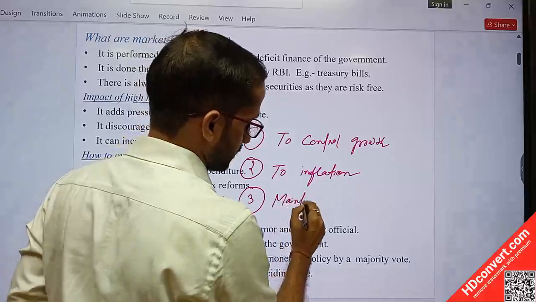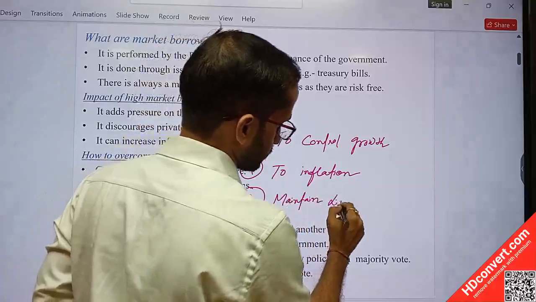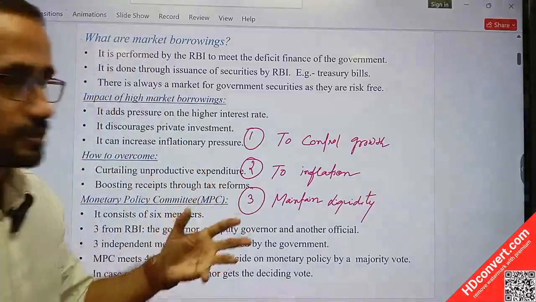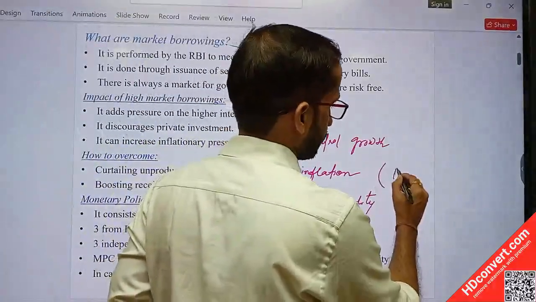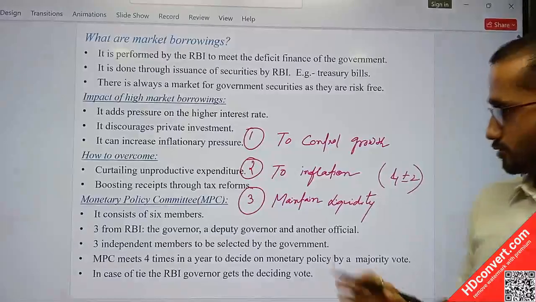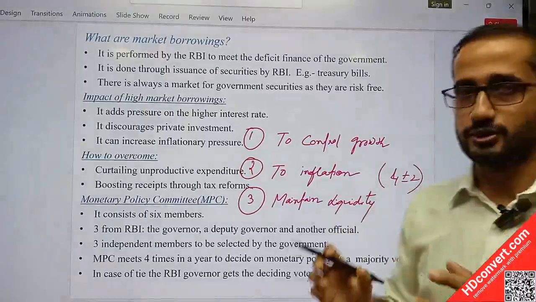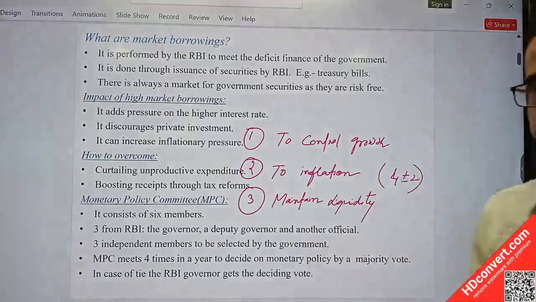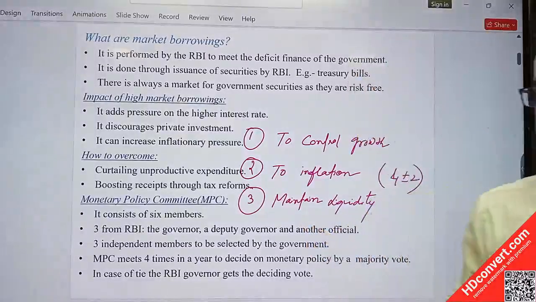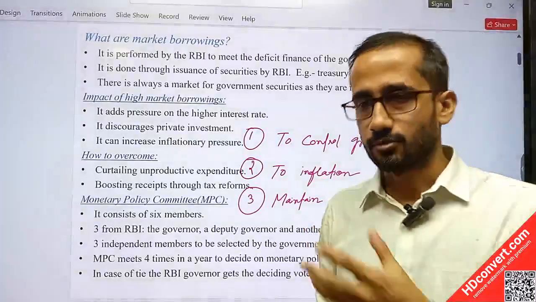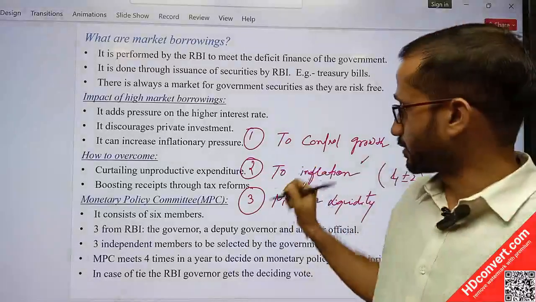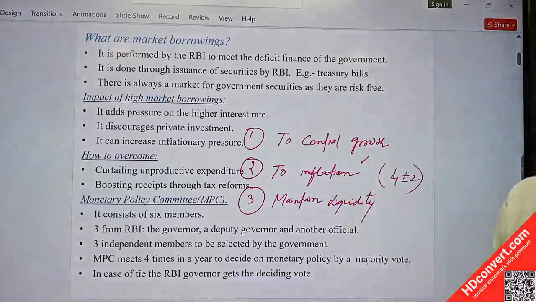So maintain liquidity in the banking system, the money supply. And RBI wants to maintain inflation within 4 plus minus 2. The objective of RBI is to contain inflation in our country within the range of 4 plus minus 2. Inflation means a continuous rise in the price of essential commodities for a long period. Control growth and maintain liquidity: these three are the main objectives of monetary policy.